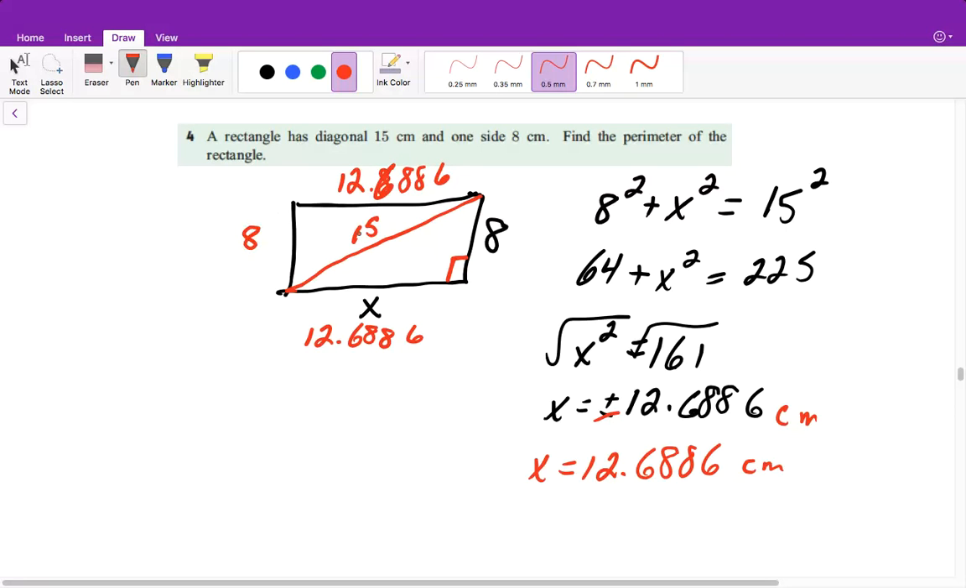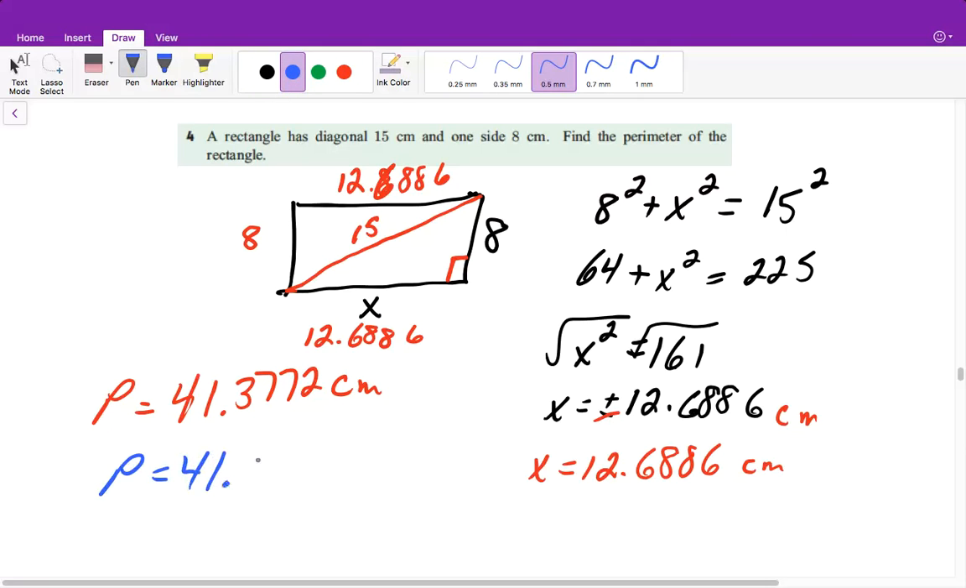To find our perimeter, we add them up. So I will add up the same side. So I'll add up these two, 12.6886, and then I will add 8, and then I will add another 8, and that will then give me that my perimeter is equal to 41.3772 centimeters. And if I'm trying to round to the nearest tenth, then that will give me our perimeter is equal to 41.4 centimeters. Right.